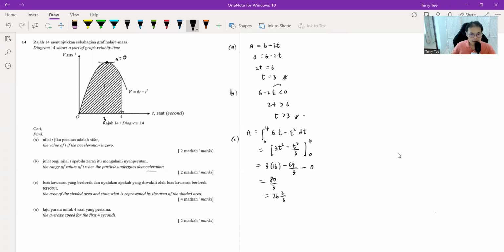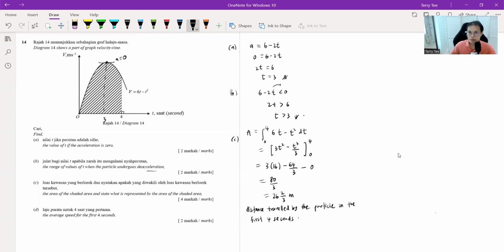Yeah. And what does this represent? Remember, the area under the graph for a velocity-time graph represents the total distance travelled. So what's the area? That is the distance travelled. It's a particle, right? You can say particle. Yeah, it's the distance travelled by the particle in the first 4 seconds, because it's up to 4.